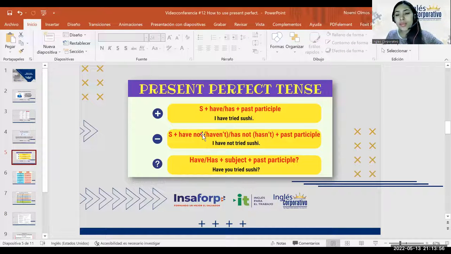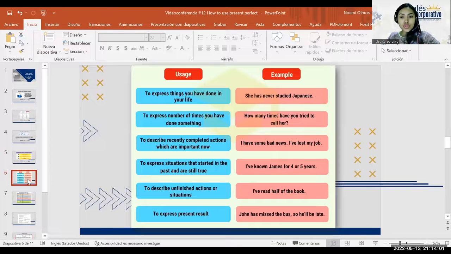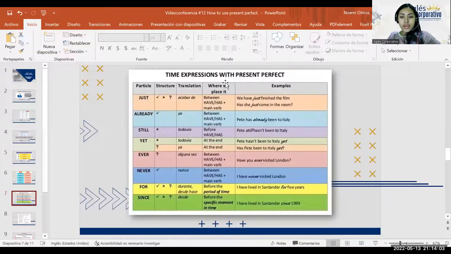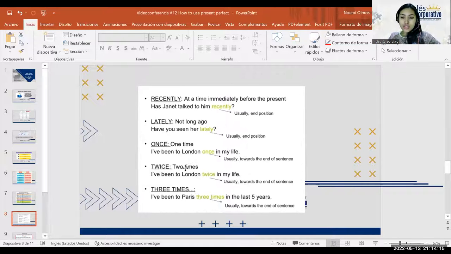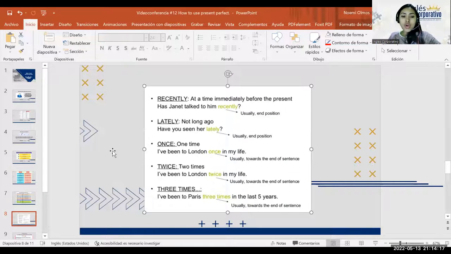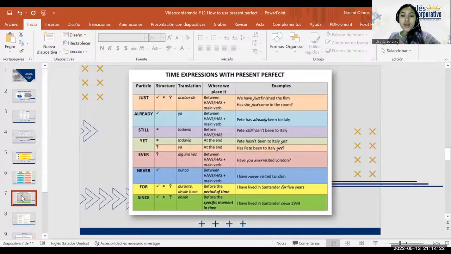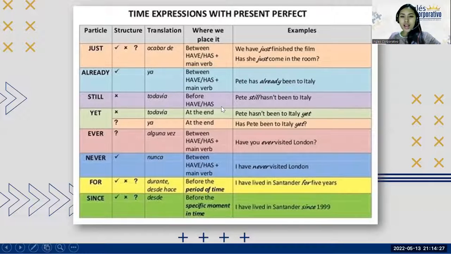Before we continue, guys, I really want to show you some time expressions that we use in the present perfect. Lo vamos a hacer super rápido because of the time. No lo tenía planeado traérselos, pero ahora creo que sí son necesarios saber cuáles son los time expressions. Lo puse en la diapositiva y se la voy a mandar para que ustedes la lean y la utilicen. But let me go ahead and read it for you. Sorry que la calidad no es tan buena, pero me gustó mucho este cuadro.